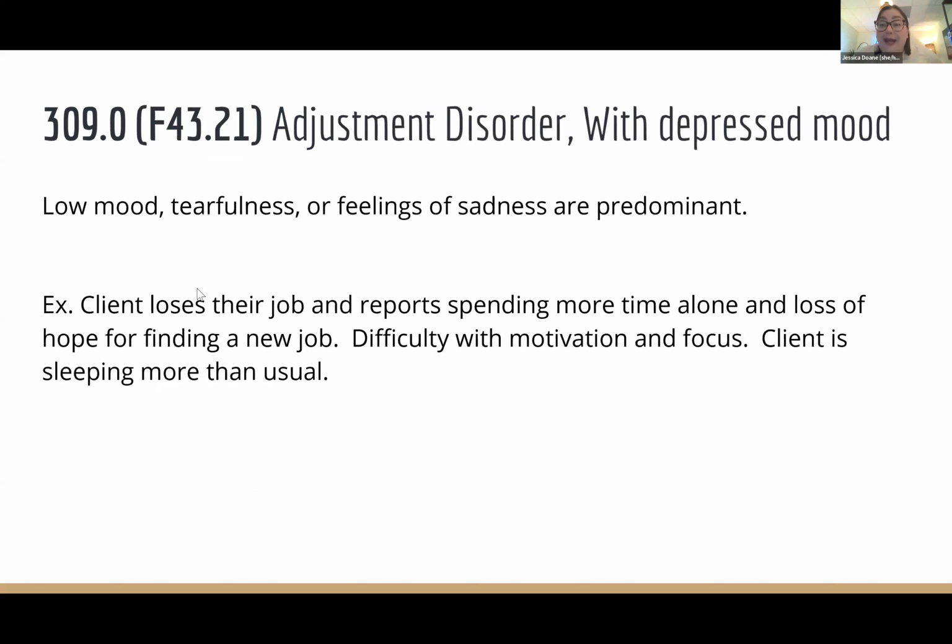All right, so now we are going to look at some of these subtypes. So F43.21, adjustment disorder with depressed mood, is the most common subtype. So this shows up as low mood, tearfulness, or feelings of sadness are predominant. So as mentioned, you've got the stressor, then you have the symptoms in response to the stressor, and they are showing up more so in these ways. So low mood, tearfulness, feelings of sadness.